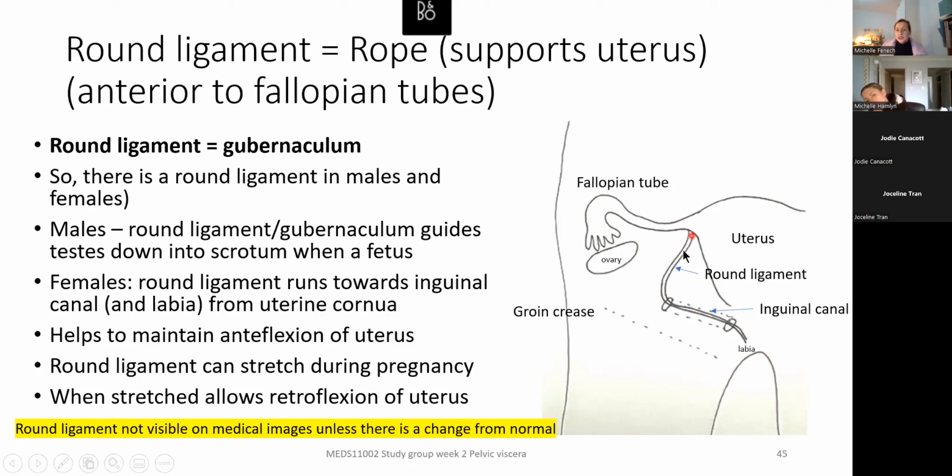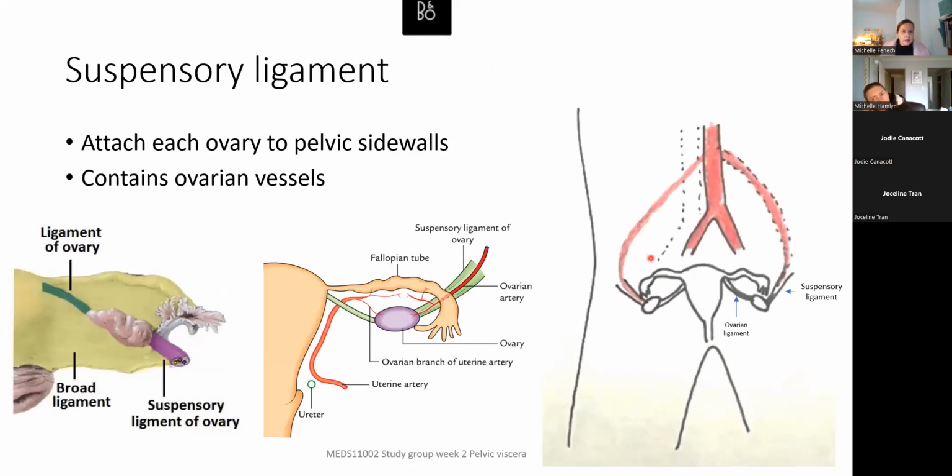It just sort of helps to hold the uterus in position, this round ligament, and it gets a bit more stretched in some of those people that have retroverted uteruses, sorry. Switching the time.